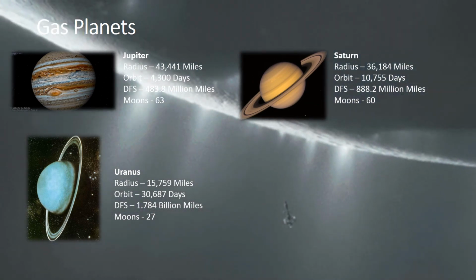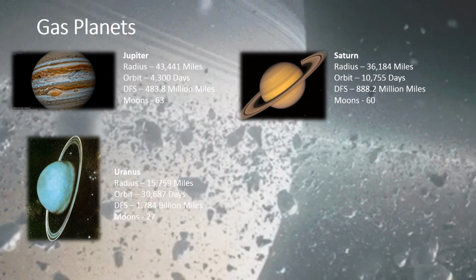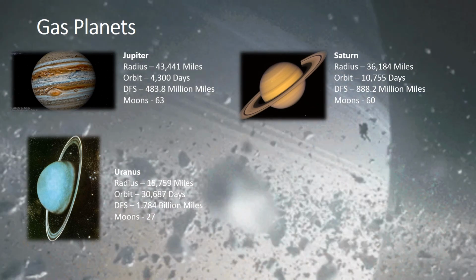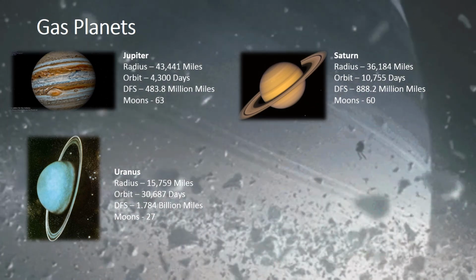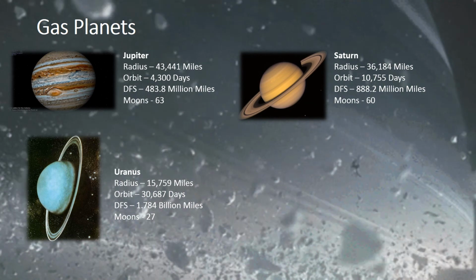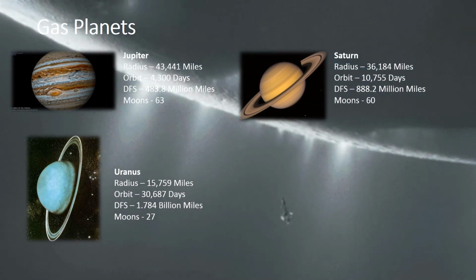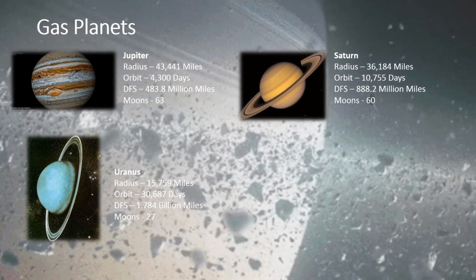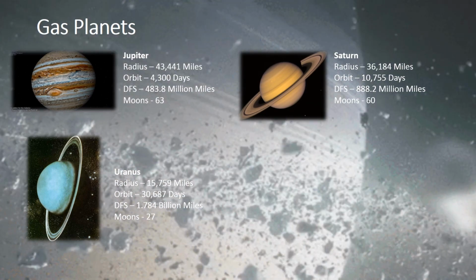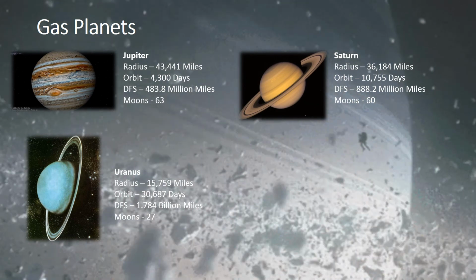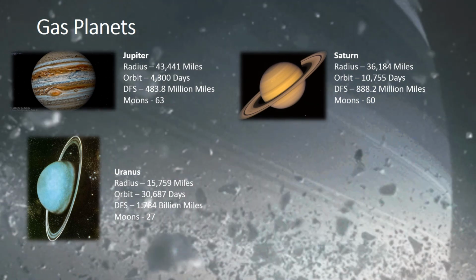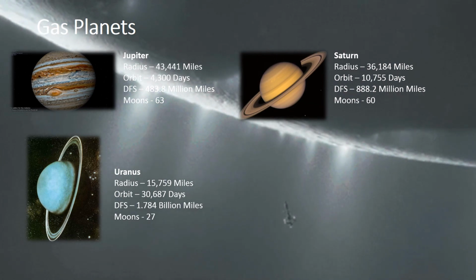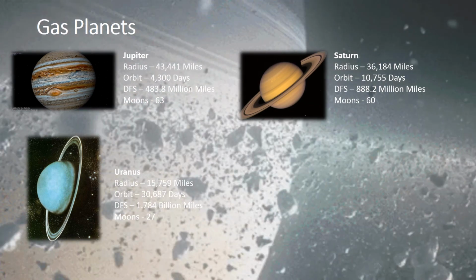But again, look at the orbit of that. Uranus takes 30,687 days to orbit the sun. All right, and it is 1.784 billion miles from the sun, but yet it still orbits the sun. Now, what's cool about Uranus is obviously it has 27 moons that orbit it.